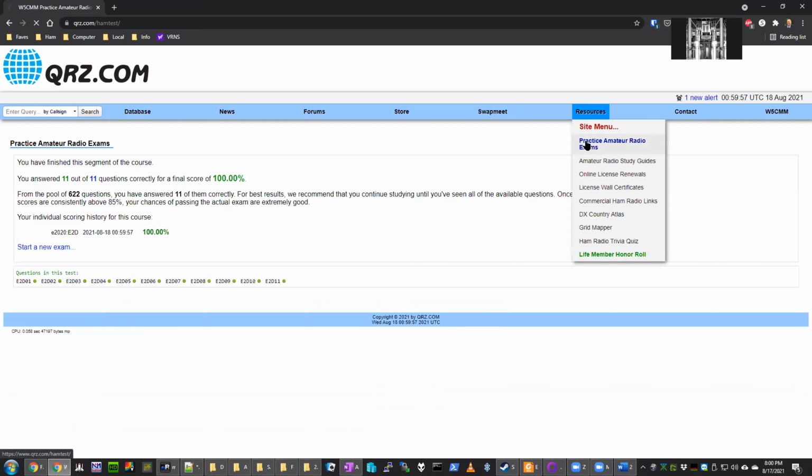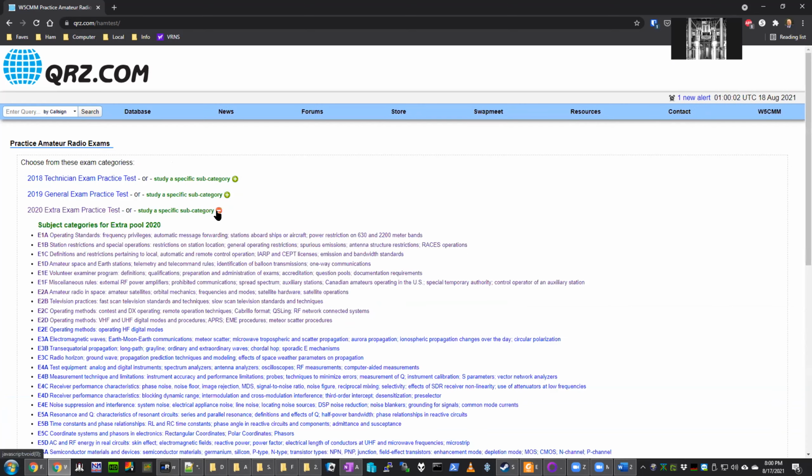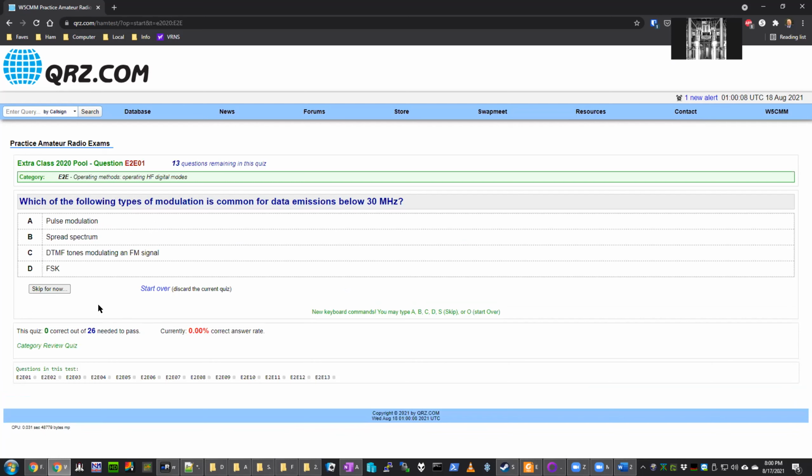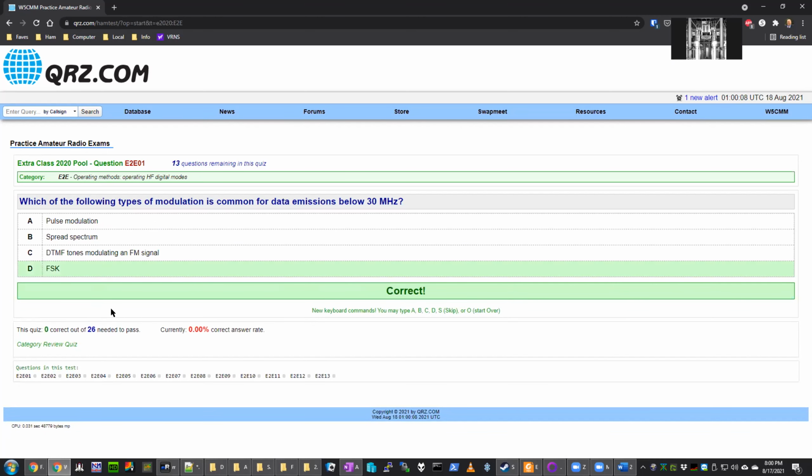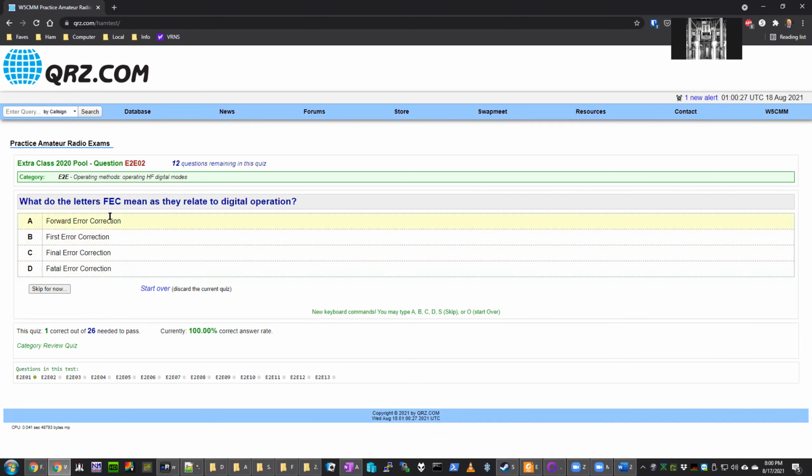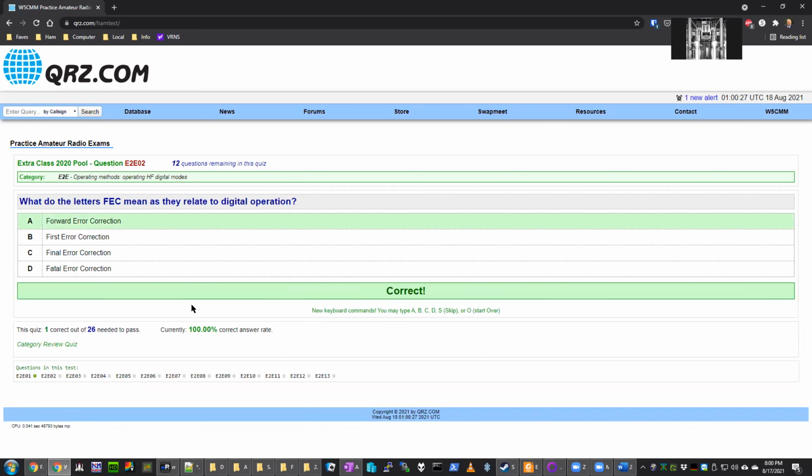Okay. One last section. Which of the following types of modulation is common for data emissions below 30 megahertz? Delta. It's going to be delta. Frequency shift keying. What do the letters FEC mean as they relate to digital operations? Alpha. Yeah, forward error correction.